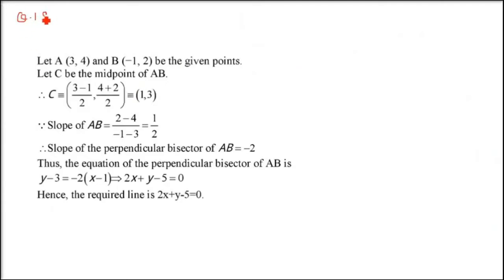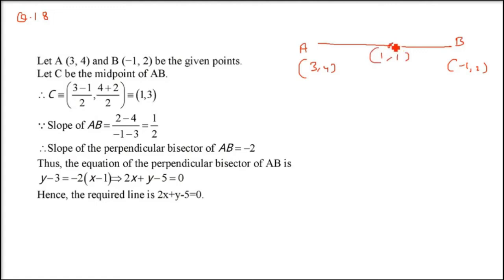Question number 18. Find the equation of the right bisector of the line segment joining the points (3, 4) and (-1, 2). So we have done questions like this earlier also. This is the midpoint, so it is (3 minus 1) by 2, which is 1. 2 by 2 is 1.